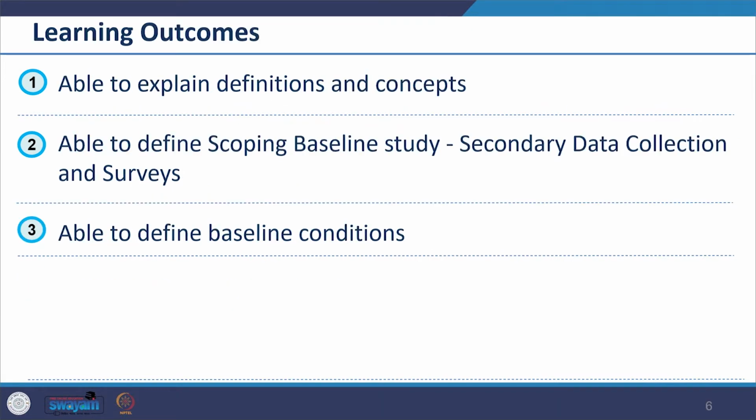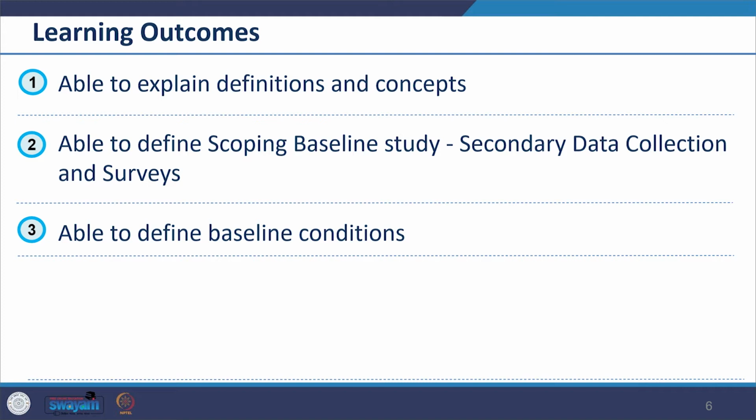And the learning outcomes expected from you after completion of this session is that you should be able to define certain key concepts and items in this, and then you should be able to list various information that are needed in order to undertake coastal geomorphology and various habitat study. And then you should be able to review the purpose of scoping when you're dealing with coastal area.